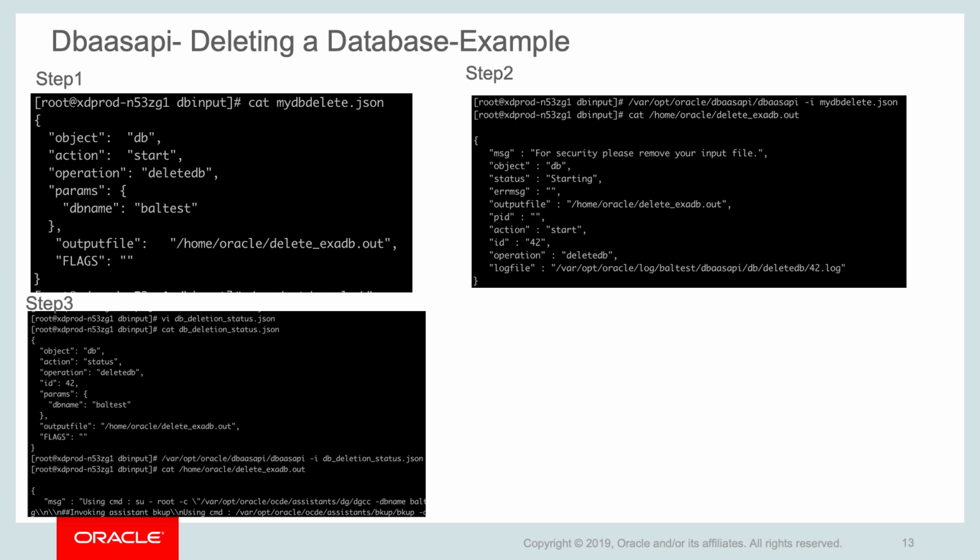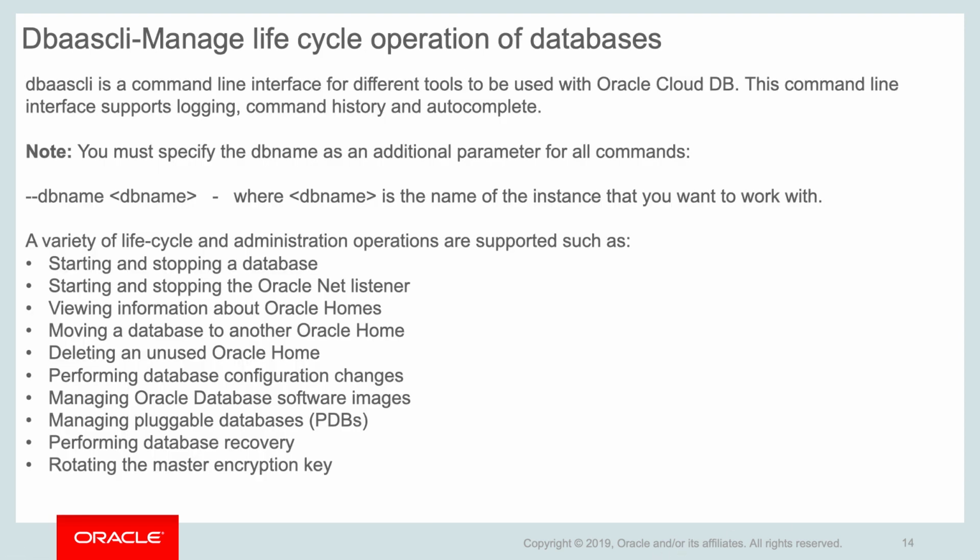Then in the second step, we check the status from the output file or the log file, which shows over here. So with these examples, I will move to another utility which we want to discuss, and that is Dbaascli. Dbaascli is for managing the lifecycle operations of a database, and it's a command line interface for different tools which are used with Oracle Cloud Database.